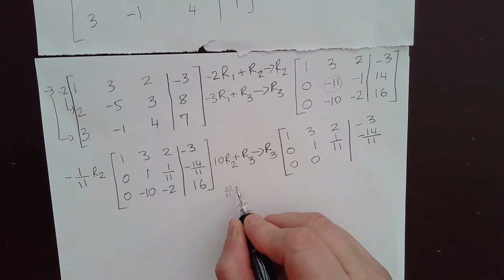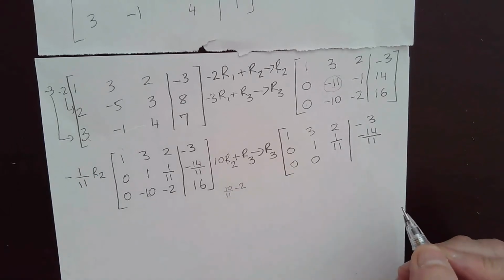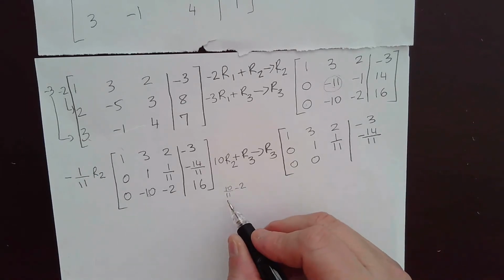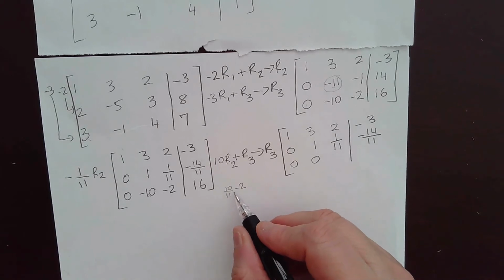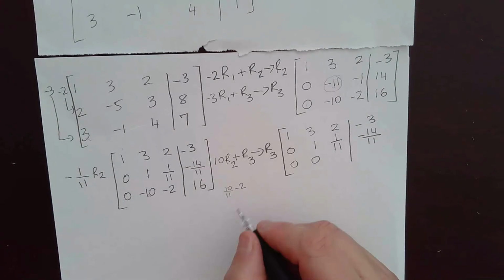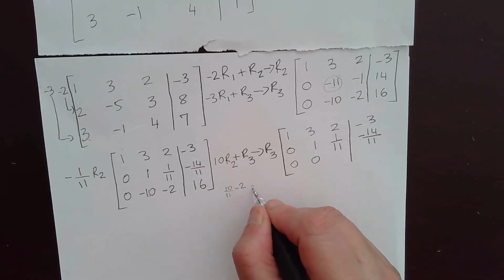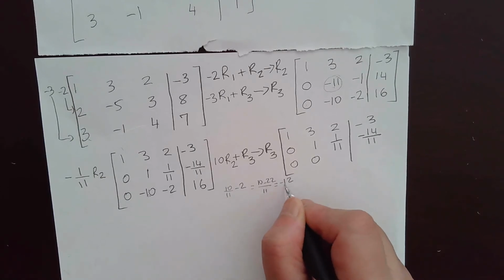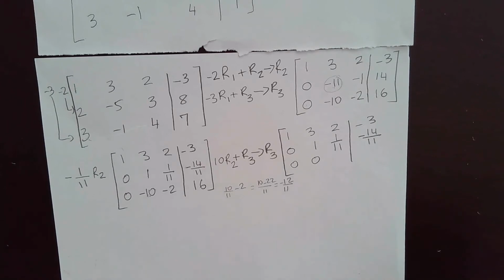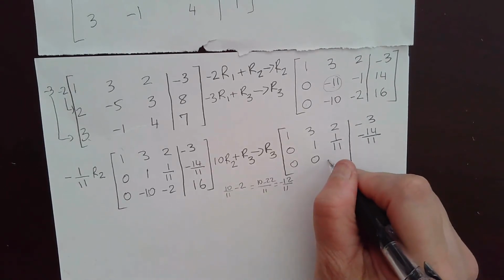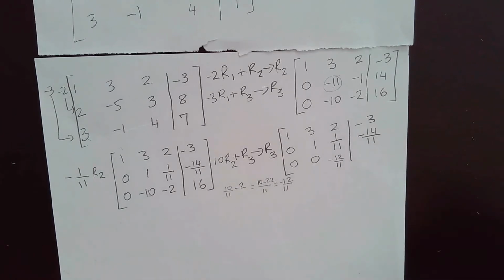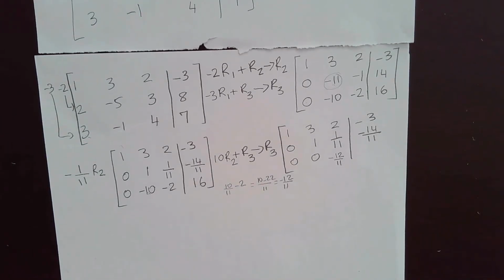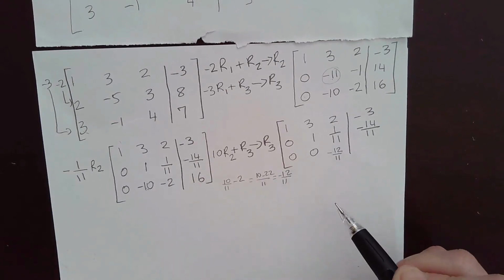Add it to negative 2. So a lot of times you're going to end up with a fraction. So this is going to be what? This is going to be 10 minus 22 over 11. Okay, and what is that going to give us? That's going to give us minus 12 over 11. Okay, so it's going to be minus 12 over 11. It will be a good idea for you to leave a piece of paper handy, because sometimes you're going to be writing these answers. We're not done yet.